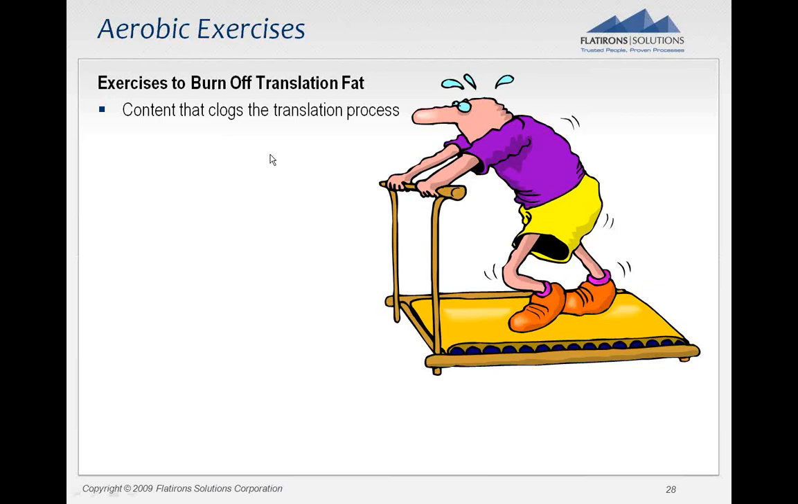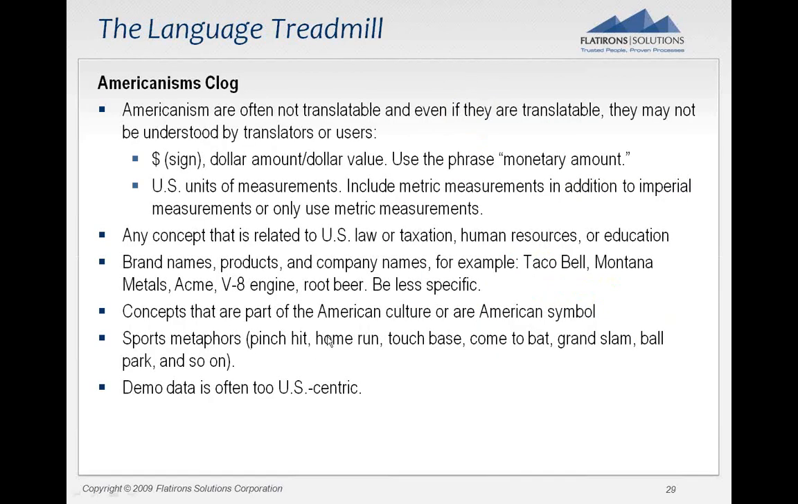I have some aerobic exercises now that look at trans fat, which I would define as any content that clogs the translation process and makes it take longer than it ever should. And one of those clogs on the language treadmill would be Americanisms, where we're used to thinking of a dollar amount or a dollar value. We had programmers putting a dollar sign where you were supposed to put a monetary amount, but of course the dollar sign was inappropriate in Europe. It would be more appropriate to have a monetary amount.